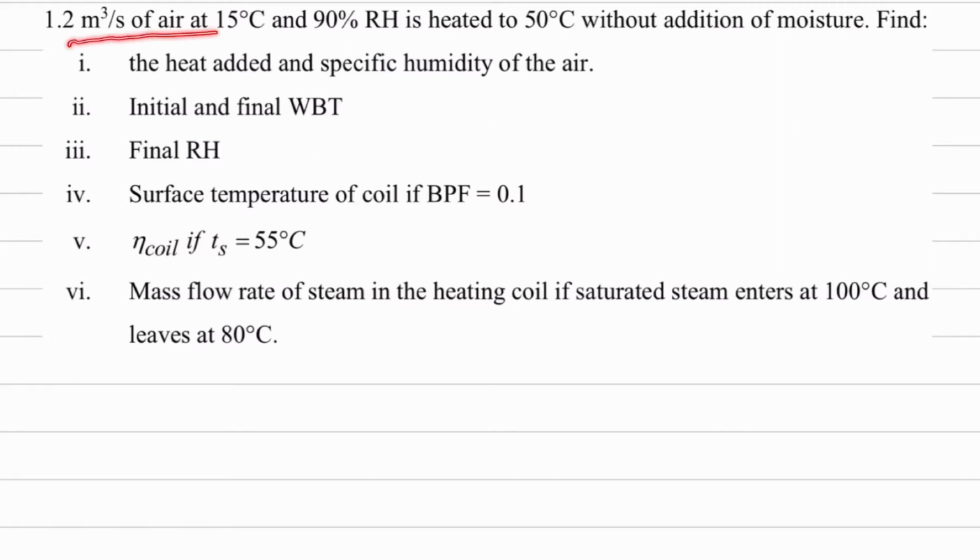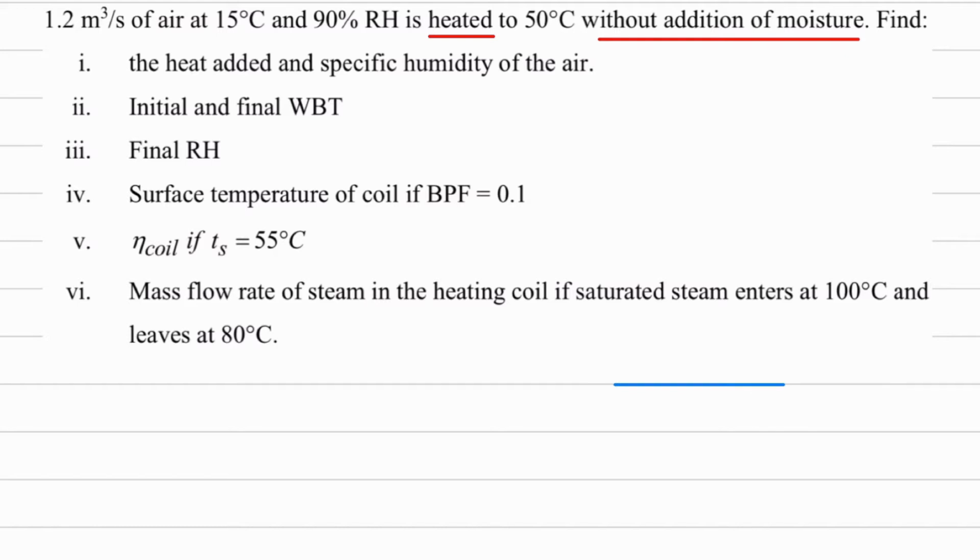1.2 meter cube per second of air at 15 degrees Celsius and 90% RH is heated to 50 degrees Celsius without addition of moisture. Now here this line is important. What is written here? Without addition of moisture, that air is heated. So what is the meaning of this? The process is sensible heating.